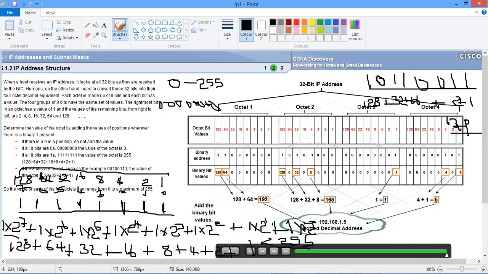So if I have another number, for instance 0, 1, 1, 0, 1, 0, 1, 0, where there is 1, I put 64 here, 32 here, 8 here, and 2 here. If I add everything together, 64 plus 32 plus 8 is 104, plus 2 is 106. So 106 is this. That's how to convert binary to decimal.